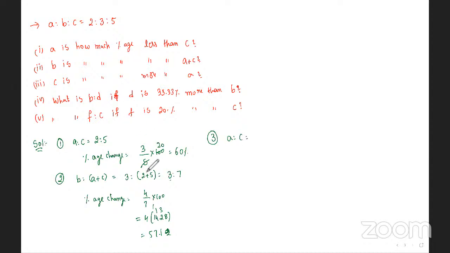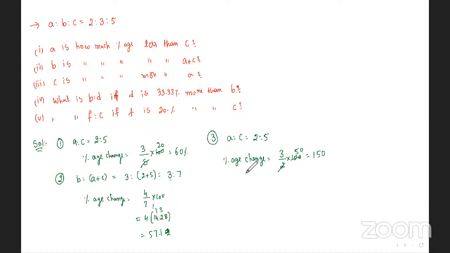Reverse of the first question. ठीक है? A is to C is equal to 2:5. Right? Again, percentage change we are asking. Difference is 3. Reference is A, since we are asking for C is how much percent more than A. A is 2. 3 by 2 of 100, which is 150. Right? Full bracket.